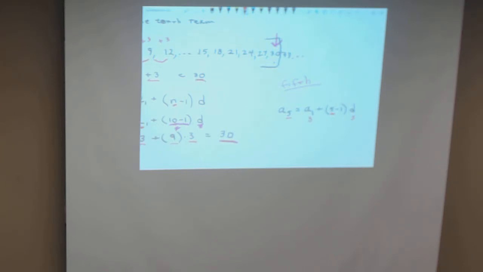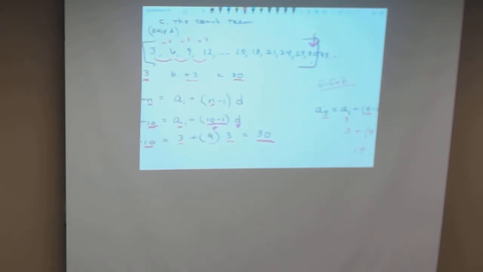But you know how to find any of the terms. They just happen to ask for the 10th one all the time. So I want you to realize that you don't have to always find the 10th one. If I wanted the 5th term, that would be a sub 5 equals a sub 1 plus 5 minus 1 times d. So that would be 3 plus 5 minus 1, which is 4, times 3, which is 12. So that's 15. Let's go up here and count. 1, 2, 3, 4. The 5th term, sure enough, is 15. You see what happens?